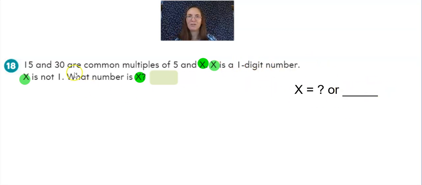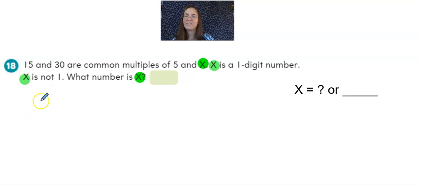So here we've got this riddle. Let's think about it together. 15 and 30 are common multiples of 5 and x, a number that we do not know. We do know, however, that x is a one-digit number, and they tell us that x is not 1. So what number could x be?